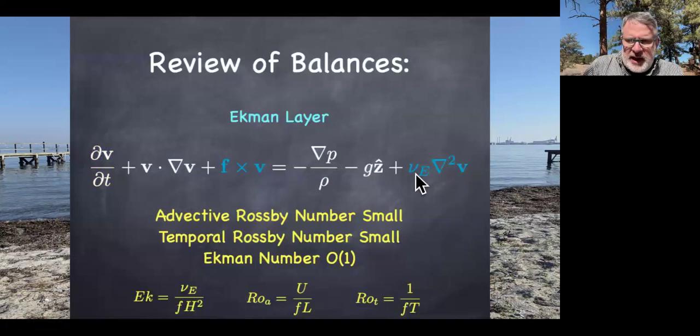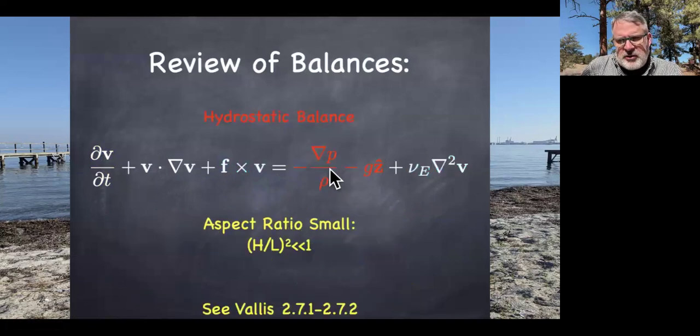Here's the Ekman layer. So now the Ekman number is order 1 for this flow. The two Rossby numbers are small. And so that means that all of the terms in the equation will be negligible except for these two. Well, in the horizontal equation anyway. The hydrostatic balance is our only balance in the vertical, and it just balances the pressure gradient in the vertical to the gravity also in the vertical. And this tends to hold when the aspect ratio of the motion is small. So that's almost always the case for large scale ocean flows because the ocean is wider than it is tall.